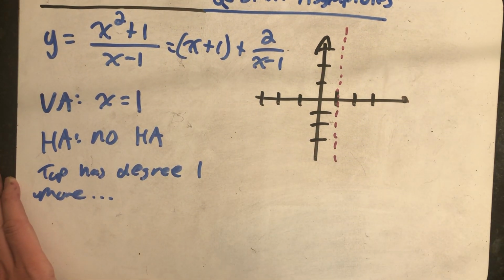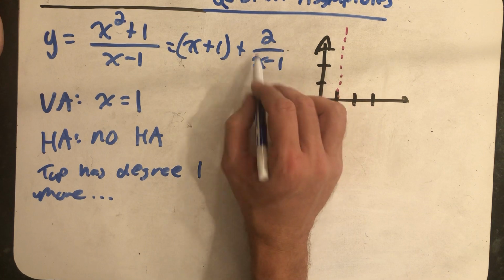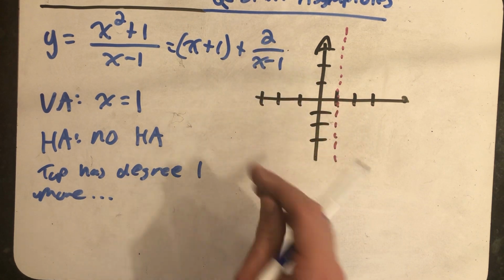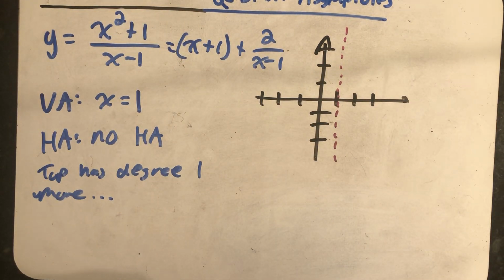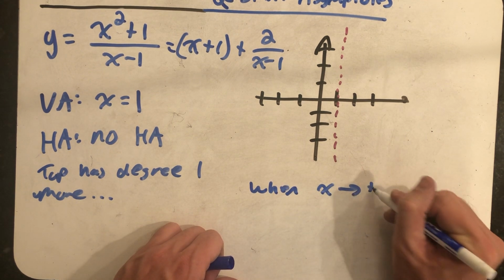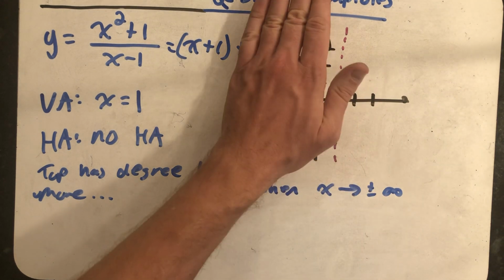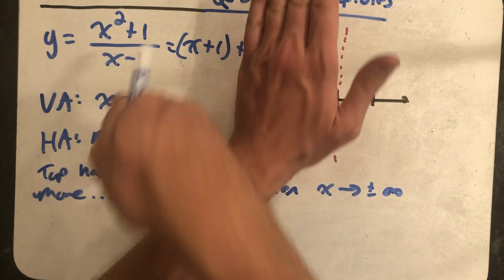Now I want to imagine that I let x get really, really big. Well, if x gets really, really big, I have 2 over x minus 1. This part would go to 0. The bottom of that fraction would grow without bound, and 2 divided by something really, really big is something really, really small. When x gets really, really big or small, plus or minus infinity, it's like this part goes away, and the graph starts to behave like that line.